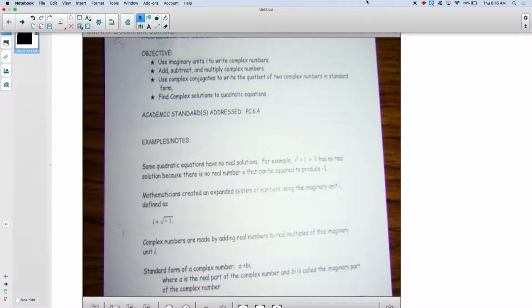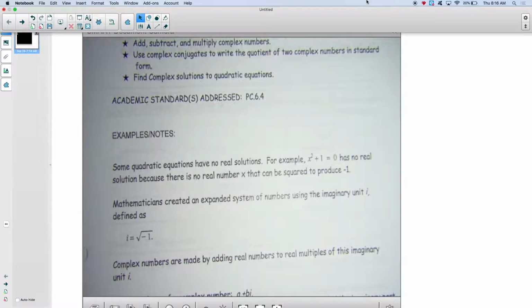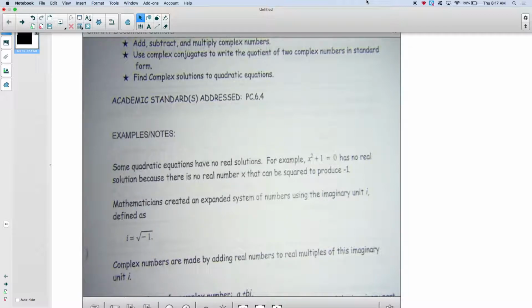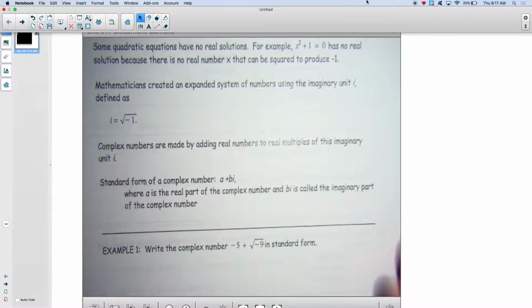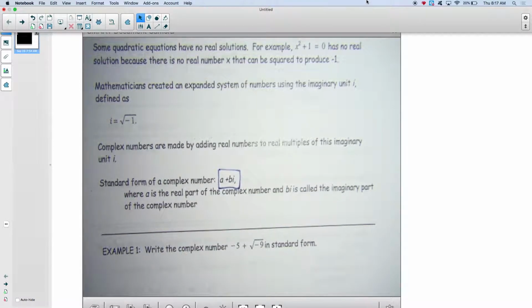So if you remember, the square root of -1 is what i represents, because when we go to solve some of these quadratic equations, we get a negative number underneath the square root, and we can't have that. First of all, the standard form of a complex number is a plus bi, where a is the real part, b is the imaginary part.